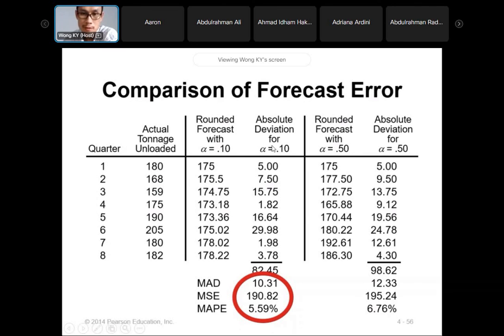Sometimes you can also use it to compare different forecasting techniques. For example, one we use naive approach. Next one we use moving average. Next one we use weighted moving average. Then exponential smoothing. We can compare all these four methods and see which one is more accurate by calculating the MAD, MSE, and MAPE.